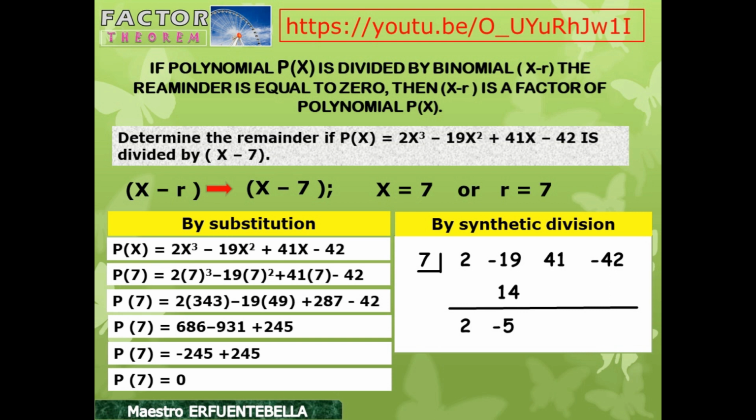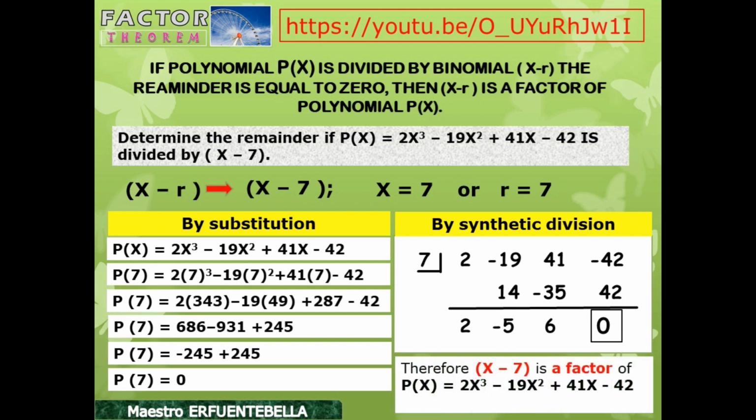So repeat the process. 7 times negative 5 is negative 35, added to 41 equals 6. So 7 times 6 is positive 42. So the remainder is 0. Okay, since the remainder now is 0, the divisor x minus 7 is a factor of the given p of x equals 2x cubed minus 19x squared plus 41x minus 42.